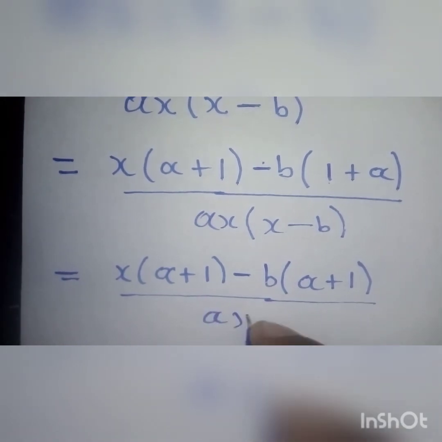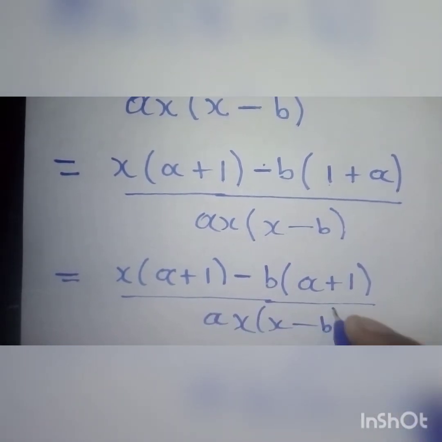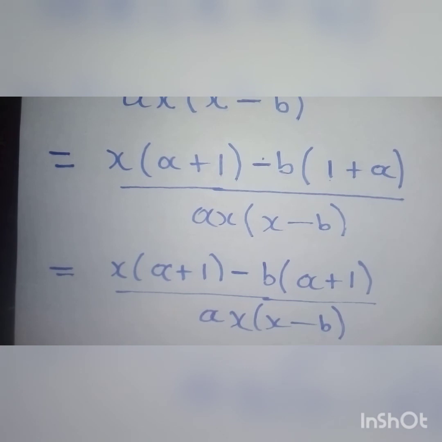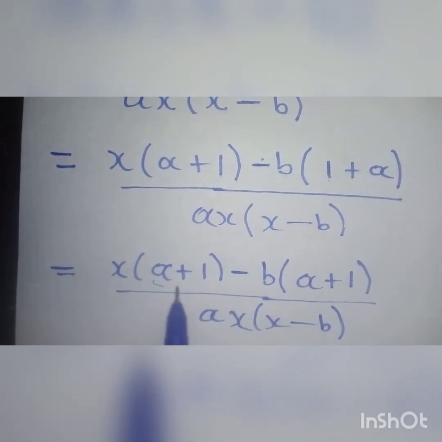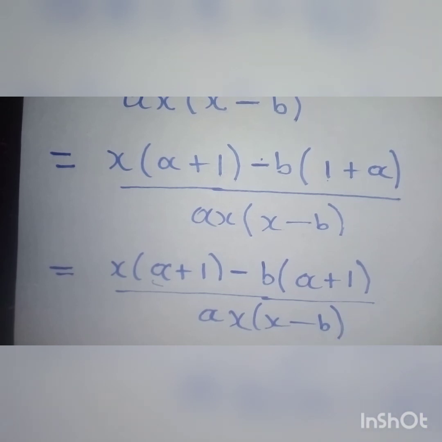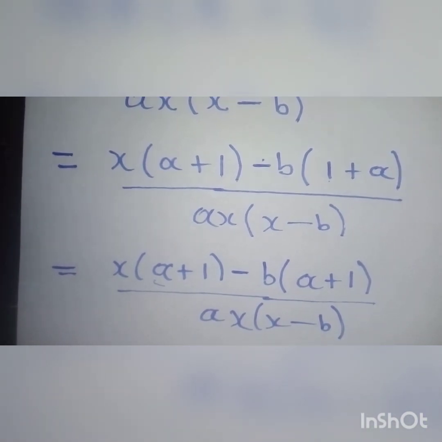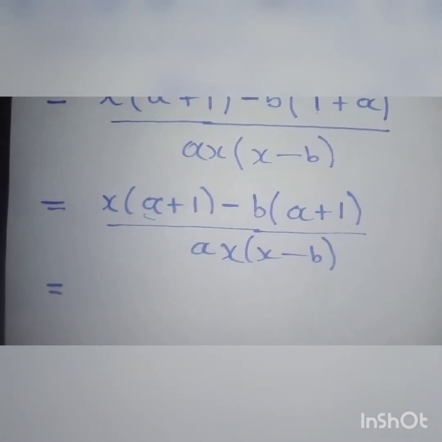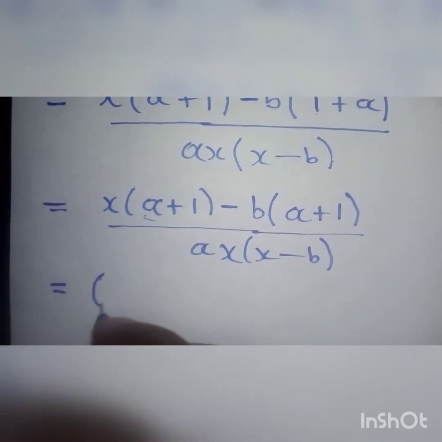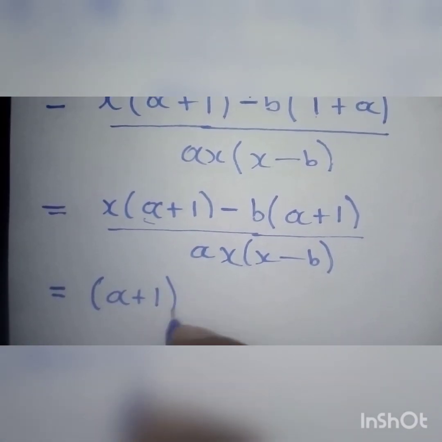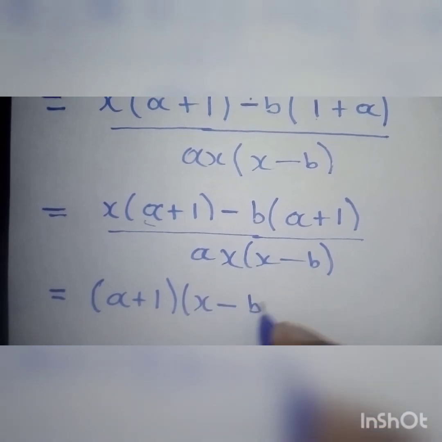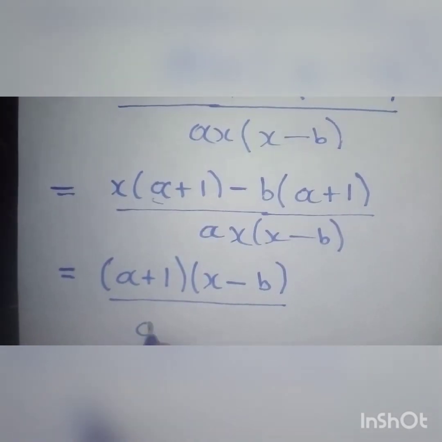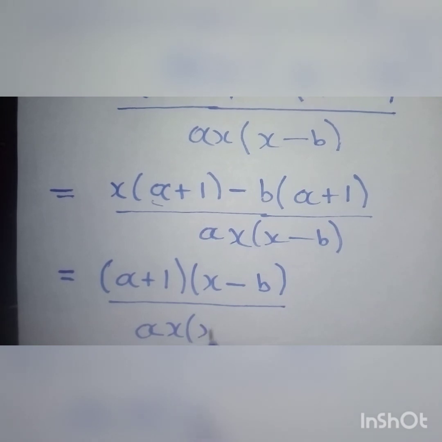ax minus b. So in the numerator, when we analyze it, we see we have a common factor. What is our common factor? It's a plus 1. We take out the common factor, a plus 1. So we are left with a plus 1, then we will be left with x minus b. Divide by ax minus b.